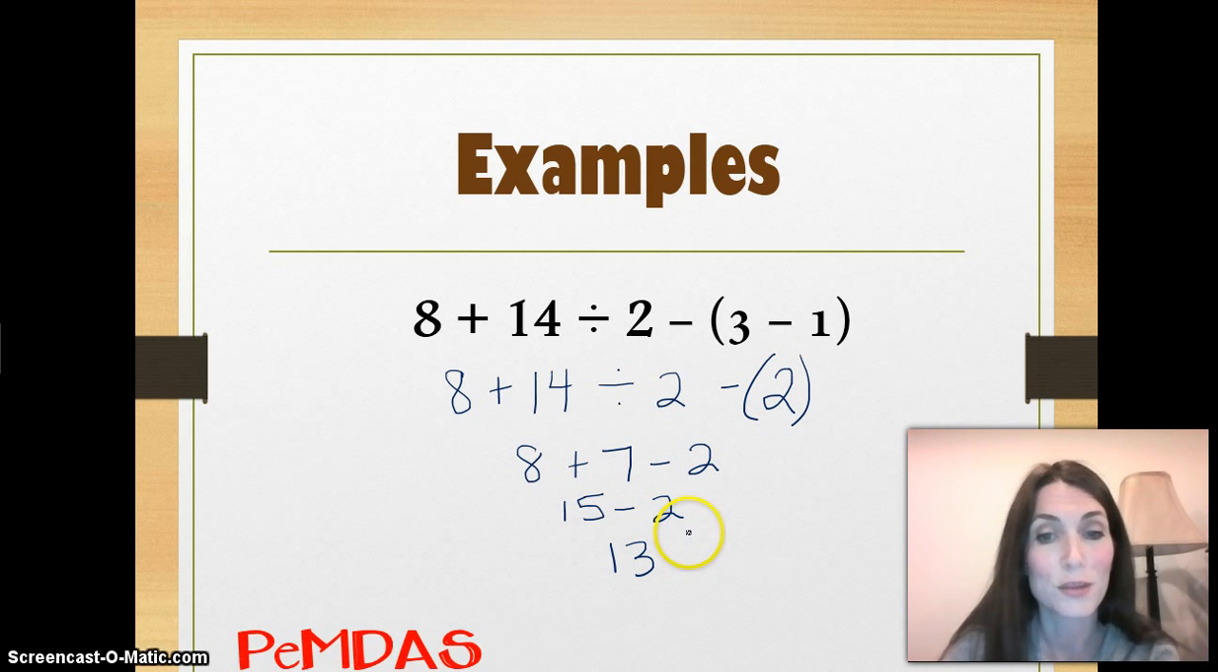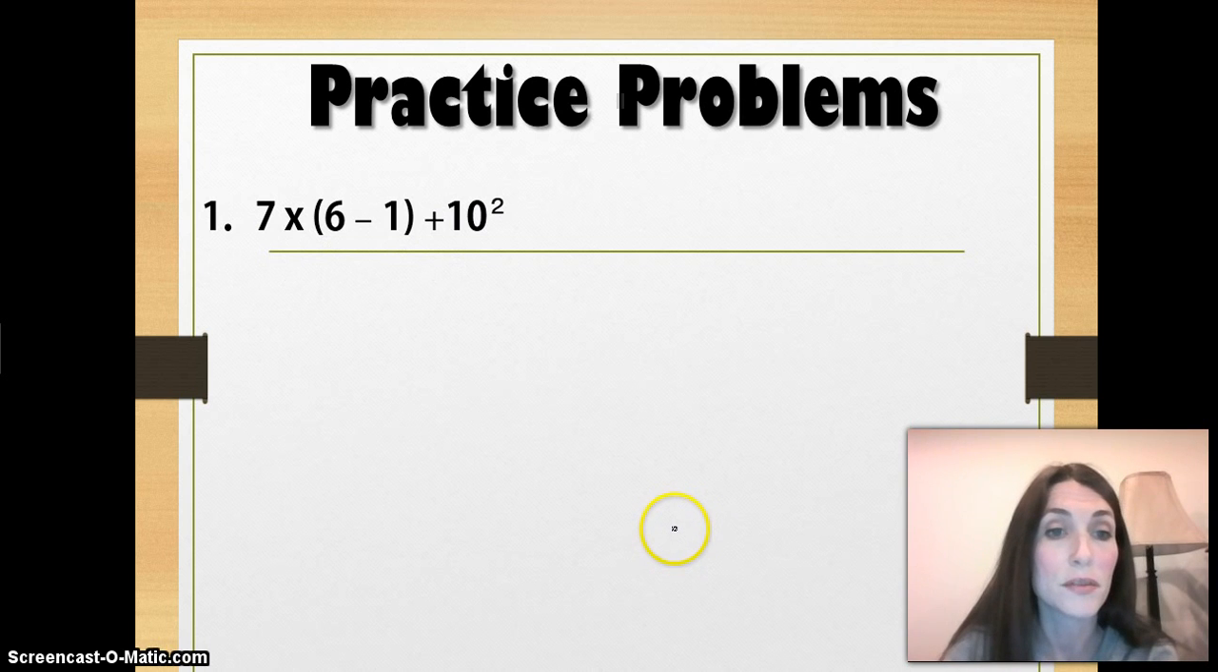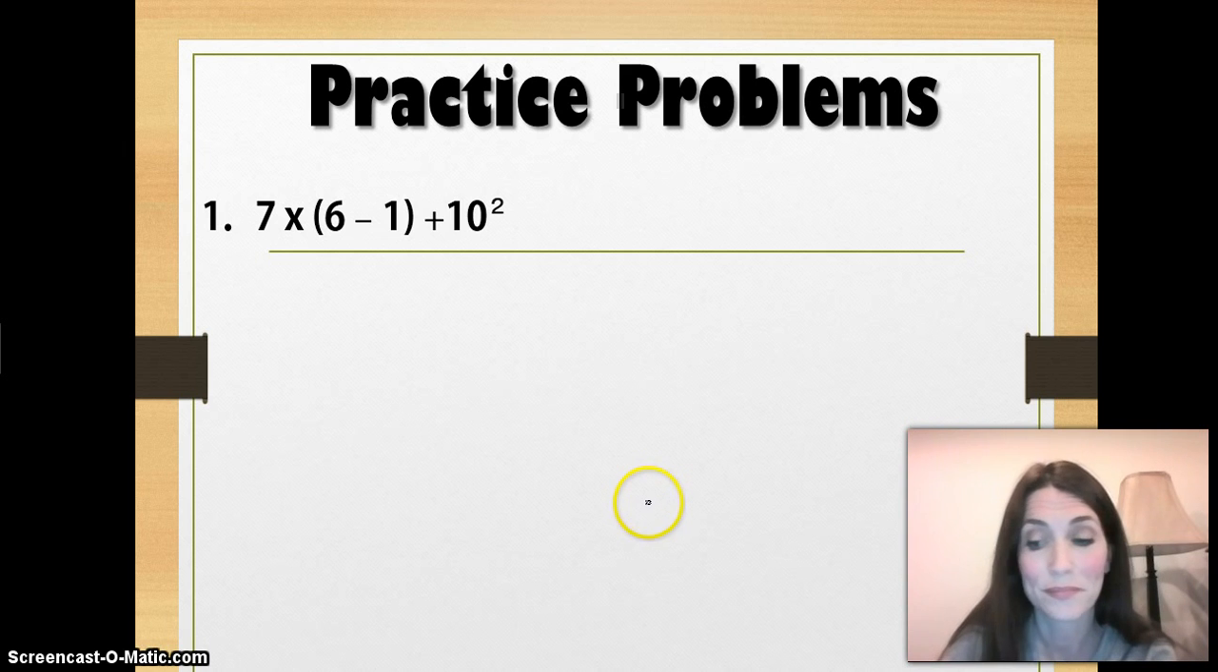Let's take a look at that first practice problem. Our first practice problem is written as follows. 7 times 6 minus 1 plus 10 to the second power. Going to follow PEMDAS again and look for parentheses and brackets to solve first. Then you're going to look for exponents, then multiplication and division working from left to right, and then any addition and subtraction working from left to right. Please pause the video and take a moment to work this out, and then we'll work it together.